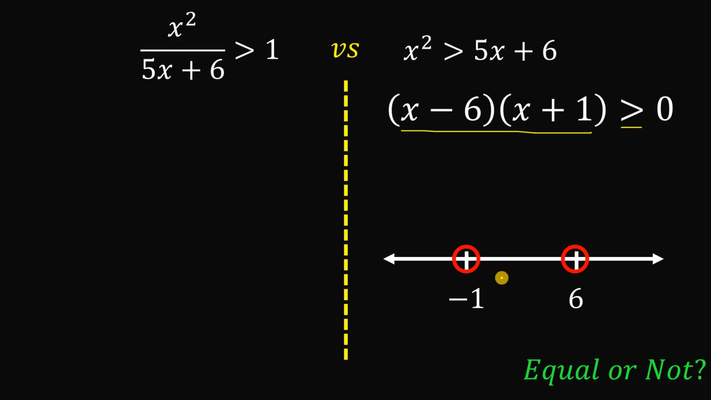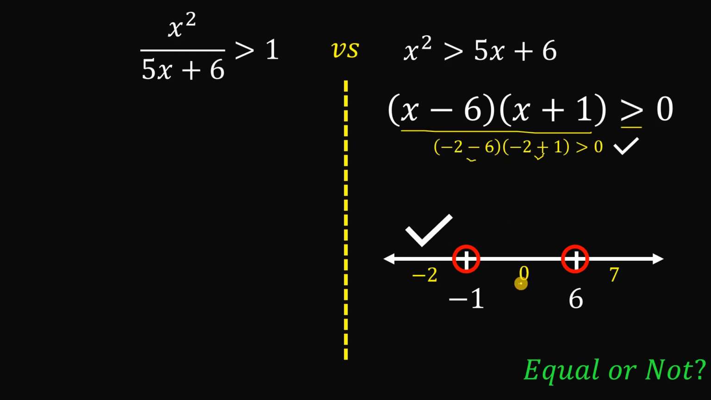Alright, and now from here, we need a point in each interval. So for example, from negative 1 to 6, let's choose 0 as our checkpoint. Greater than 6, we have here 7. And less than negative 1, we have negative 2. And now we will use the sign analysis test. So if we plug in negative 2 for x, we have a negative number times a negative number. So a negative times negative is a positive. Therefore, the product is greater than 0. So this interval is okay.